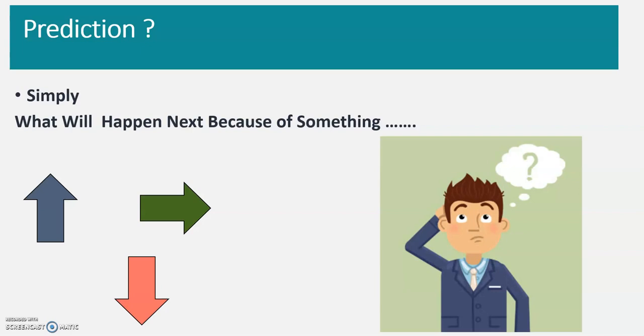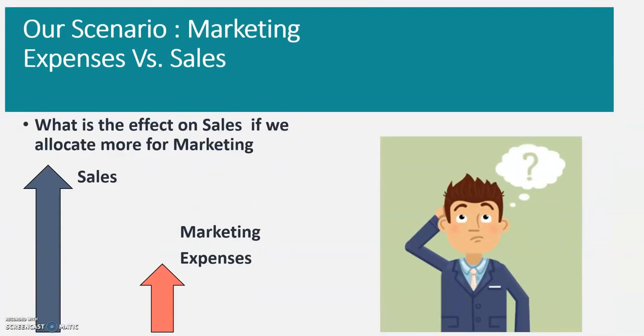Now our problem is how to implement this prediction process using Python. Simply, we can call it how to implement the machine learning model using Python. To explain how to implement that, today I selected this scenario, marketing versus sales. Once we are familiar with this, we know that if we can do a good marketing, we can have a good sales growth, right?